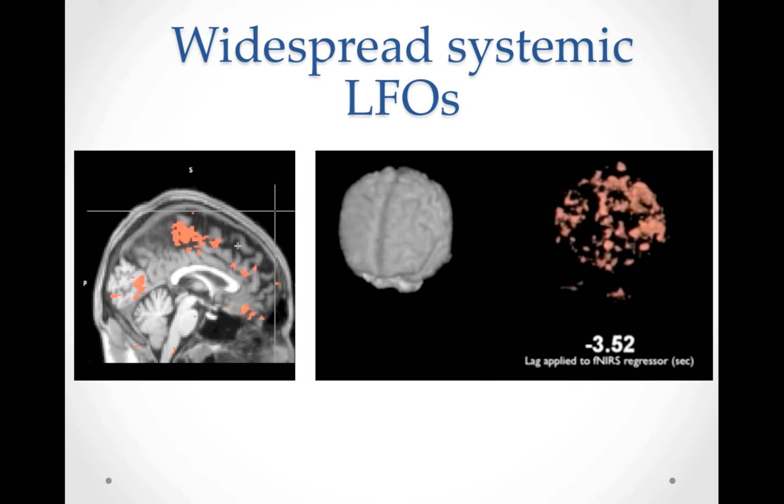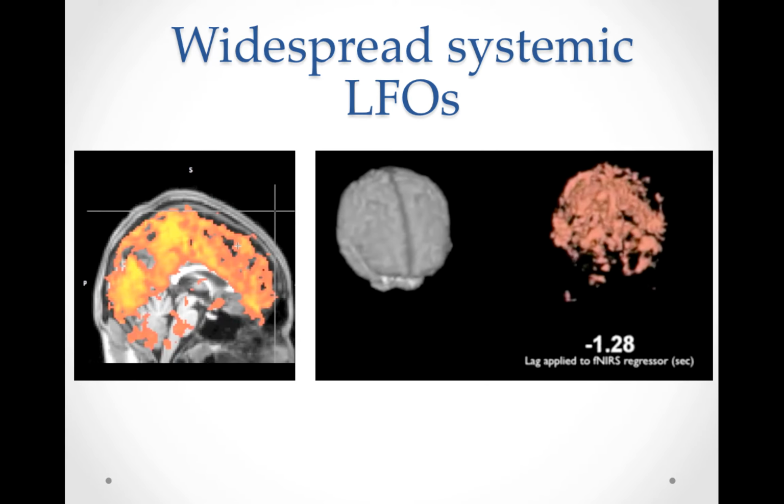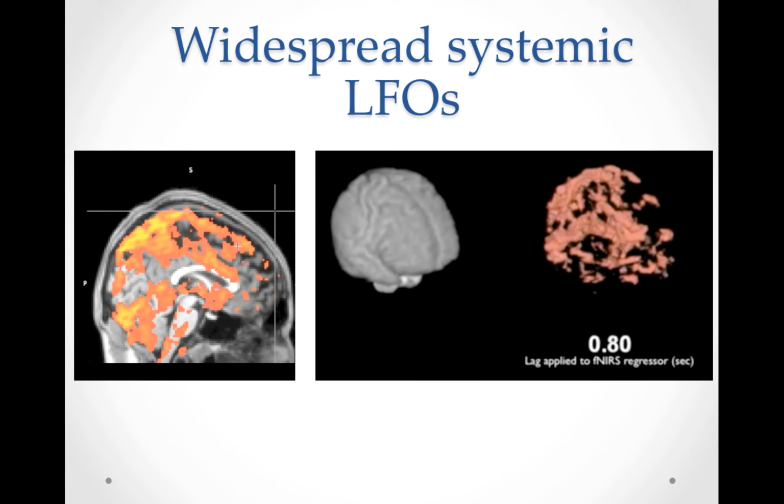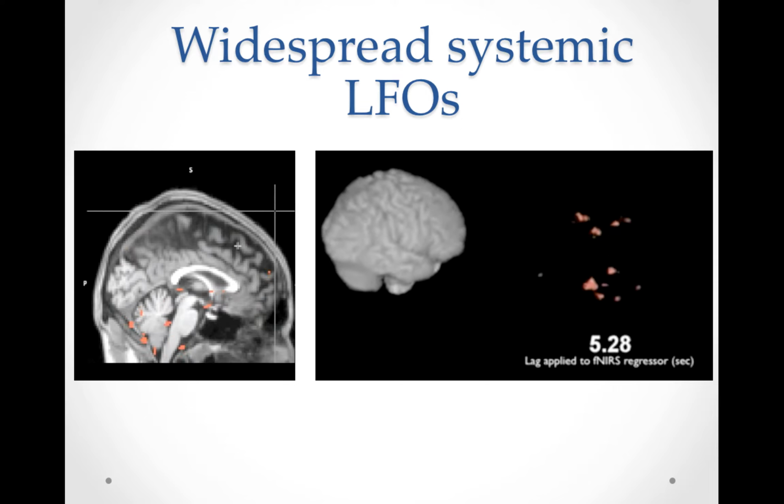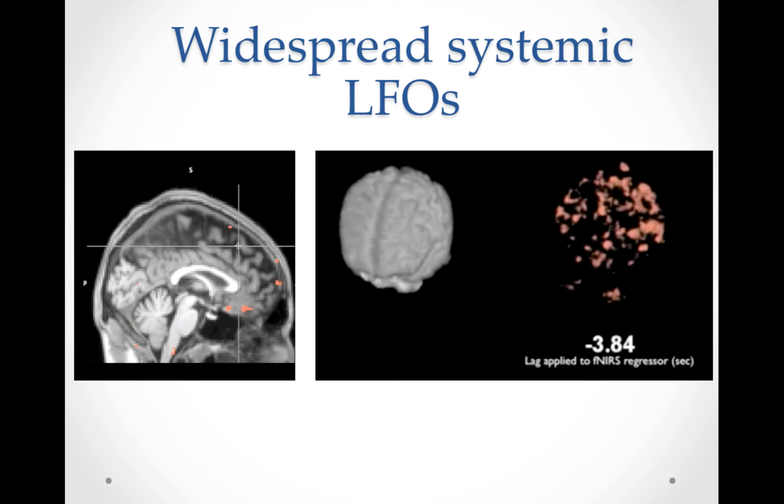If you do that with more shift of the NIRS time course or regressor, you see how the LFOs are traveling through the entire brain and are closely following the vasculature, but which are present also in a great amount of voxels in the brain.